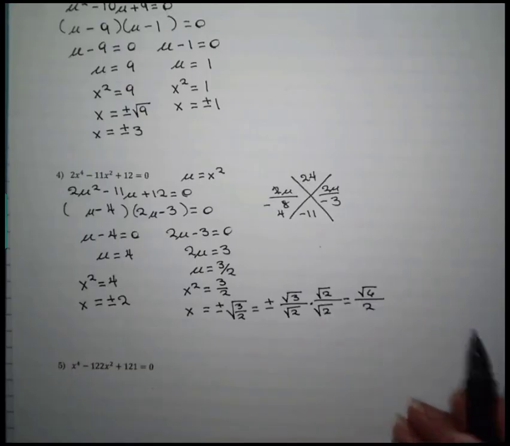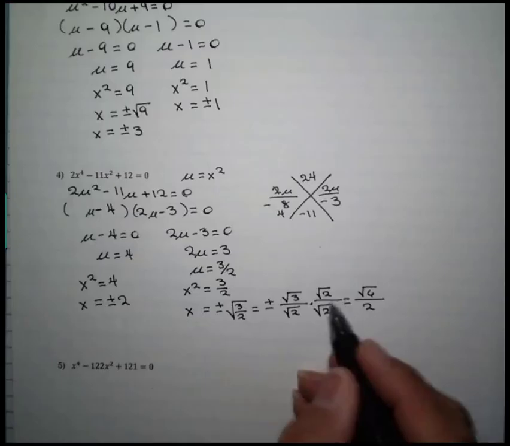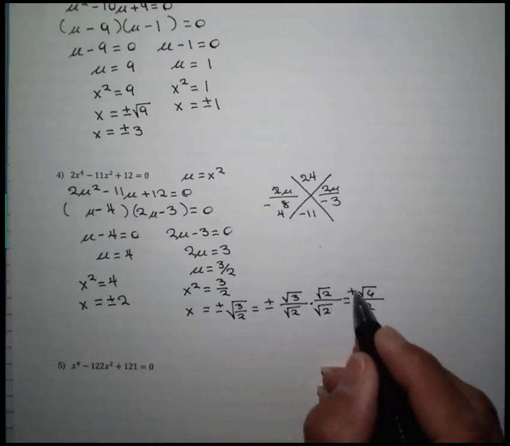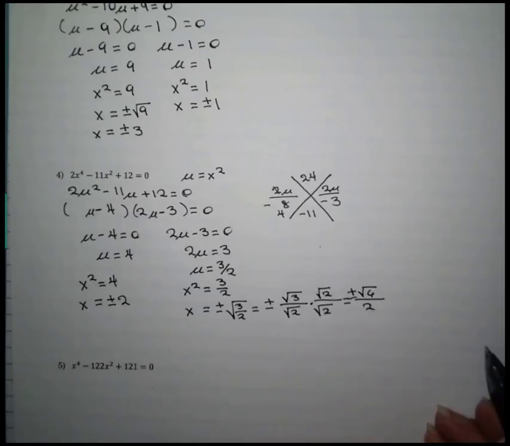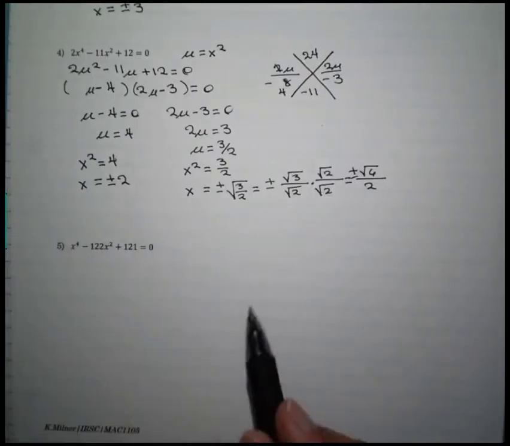So what is my solution? It's going to be x is equal, I should have put plus or minus with all of these, plus or minus the square root of 6 over 2. That's going to be two of my other solutions, okay? Okay, let's do another one.